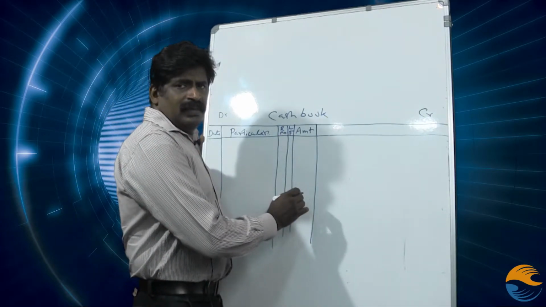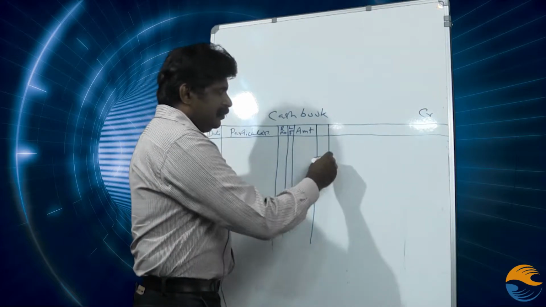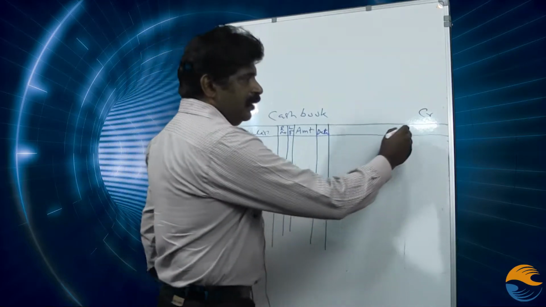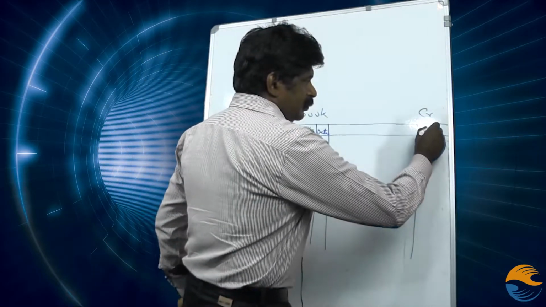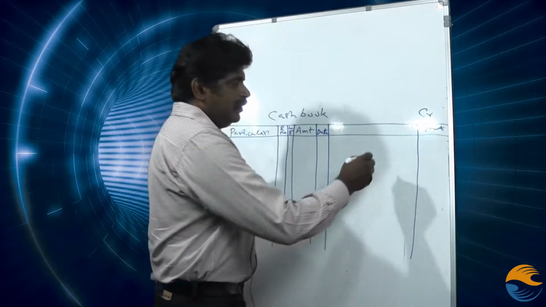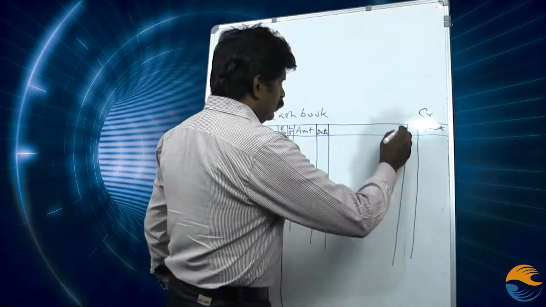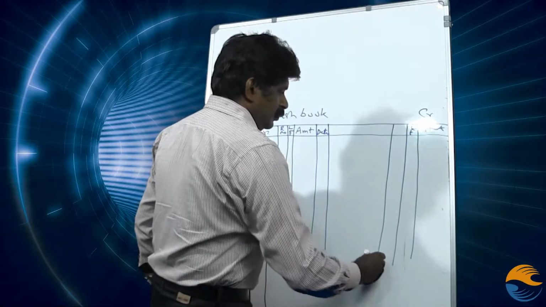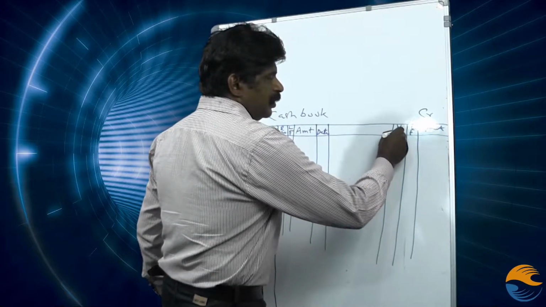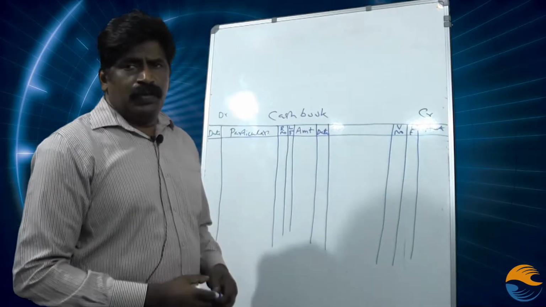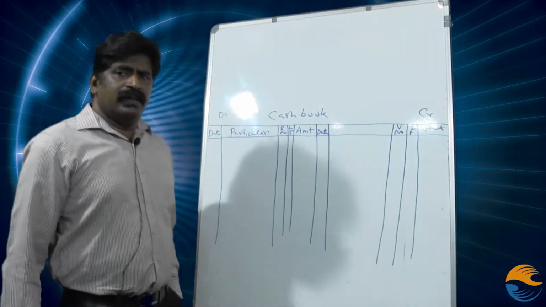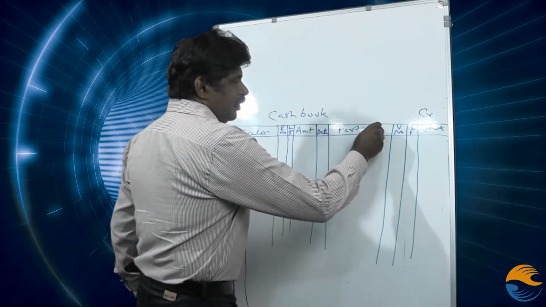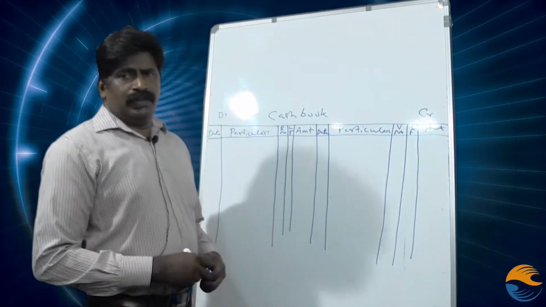Similar to this, on the credit side, there will be date column, here an amount column, then journal folio, then voucher number. These are the columns. The large column is called particulars column.